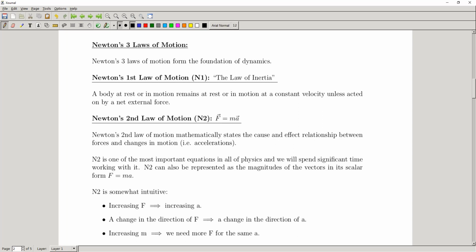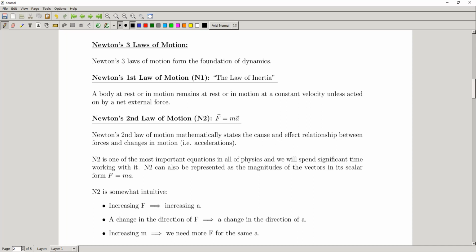So Newton's first law, which I'm going to abbreviate as N1 often, is what's often called the law of inertia, and it just states that a body at rest or in motion remains at rest or in motion at constant velocity unless acted on by a net external force. That's kind of a mouthful, but we're going to see that really it just represents some pretty intuitive ideas that we can bring to light as we look at Newton's second law here.